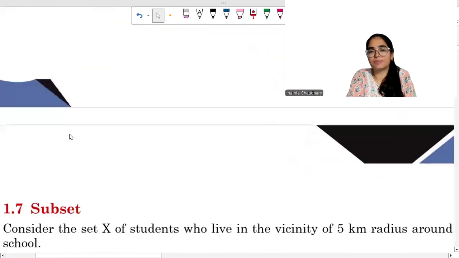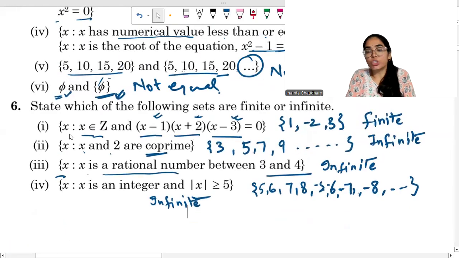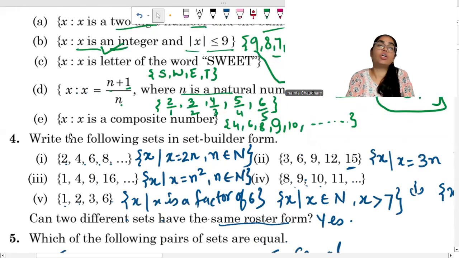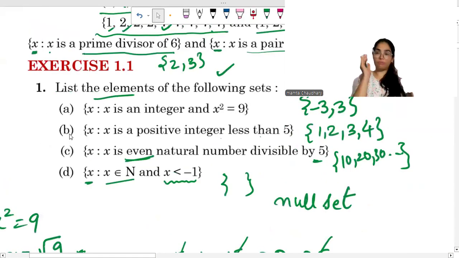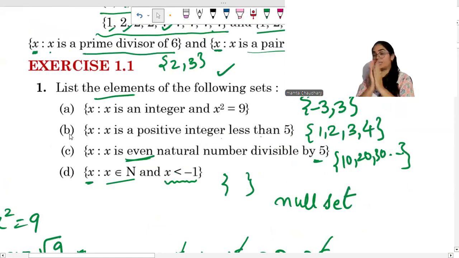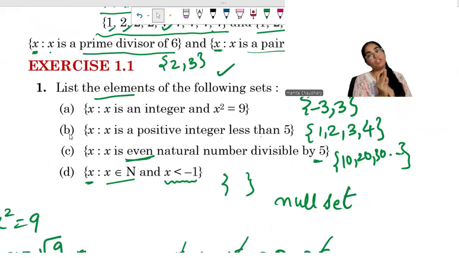Now next, okay. So in this exercise, we have only the 6 questions which we have discussed, right? So with this, our exercise 1.1 is completed. In the next video, we will be learning the next topic.